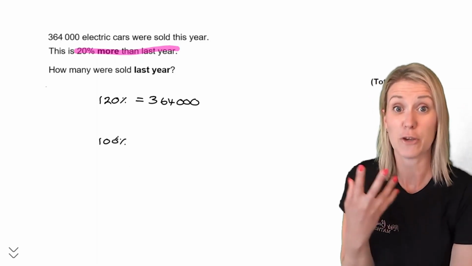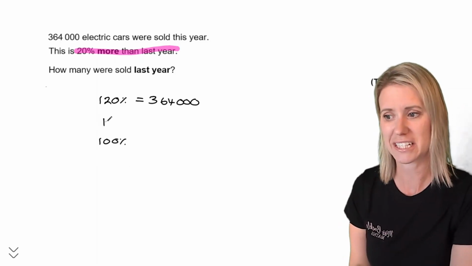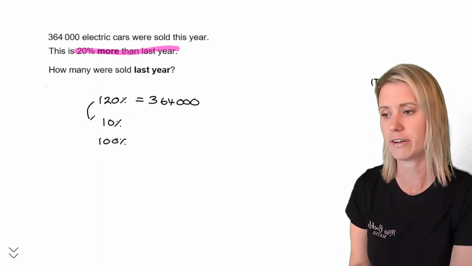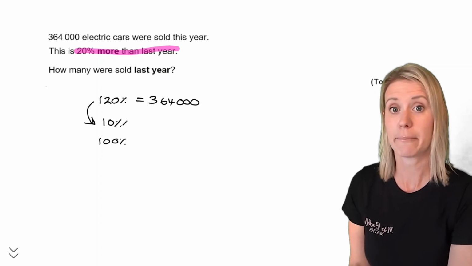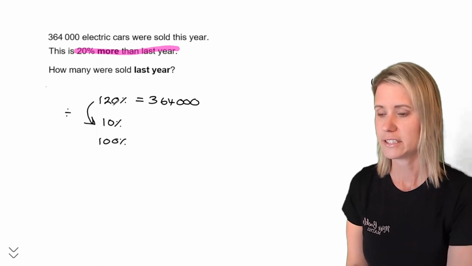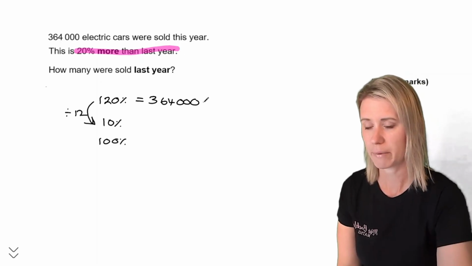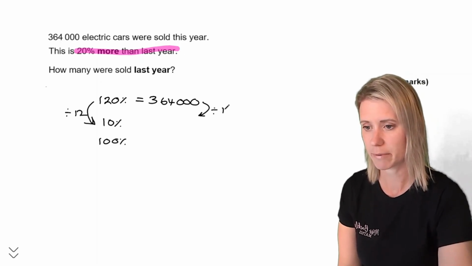Now, once again, so many jumps we can do here. I'm going to just stick with the 10%. You could even find 20% and then times it by 5. But I'm just going to stick with the same method just to keep it clear. So how do we go from 120 to 10? We're dividing it by 12. And we need to do the same to the right hand side, divide it by 12.